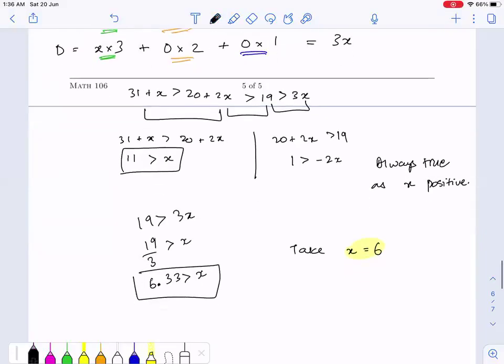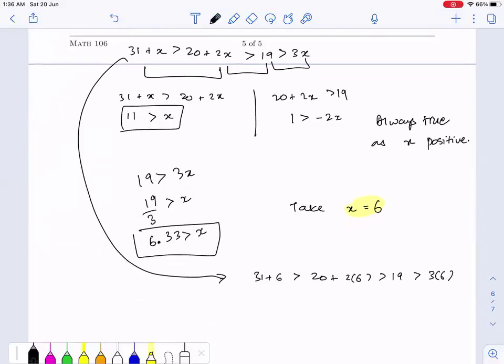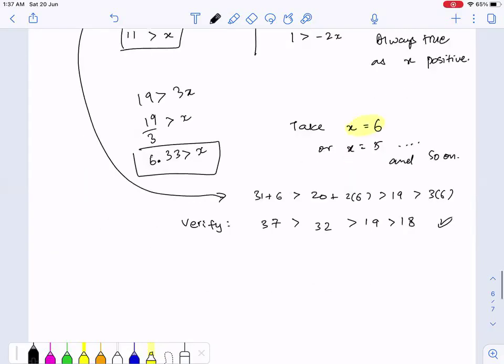Okay, so this way, this comes out to be 31 plus 6, bigger than 20 plus 2 times 6, bigger than 19, bigger than 3 times 6. And you verify that this is correct. So this would be 37, bigger than 20 plus 12, which is 32, bigger than 19, bigger than 18. So this is correct. So x equals 6 works, or anything less than 6. So this is how you do such problems.